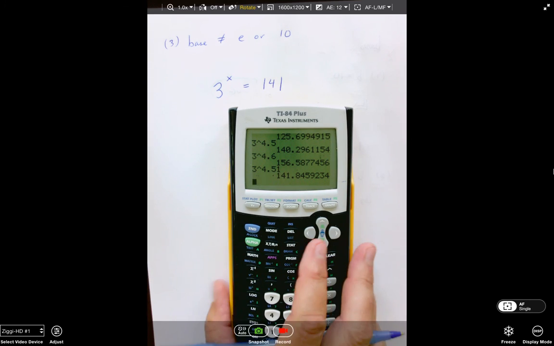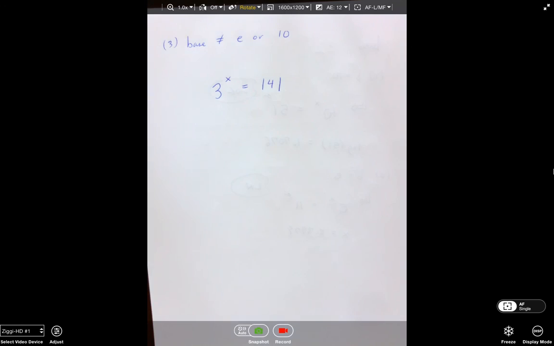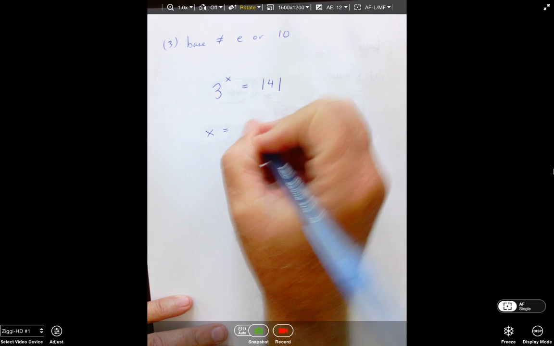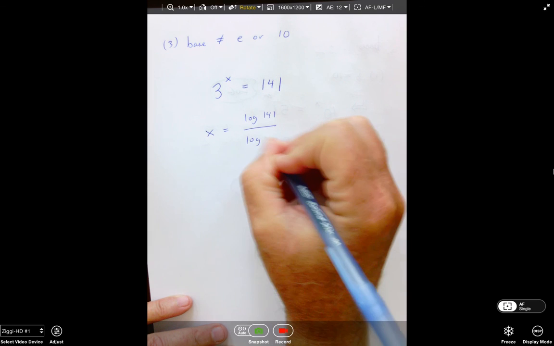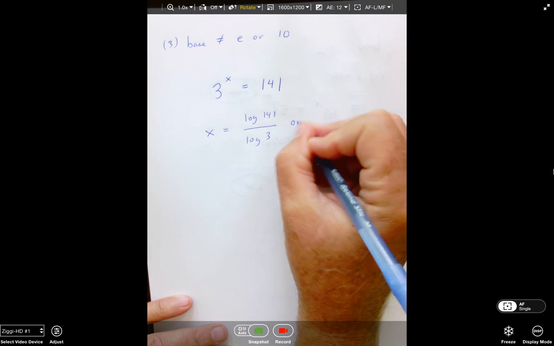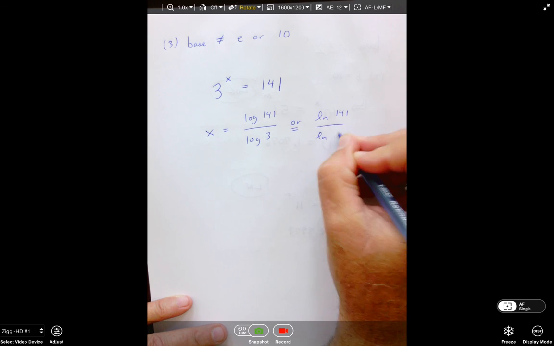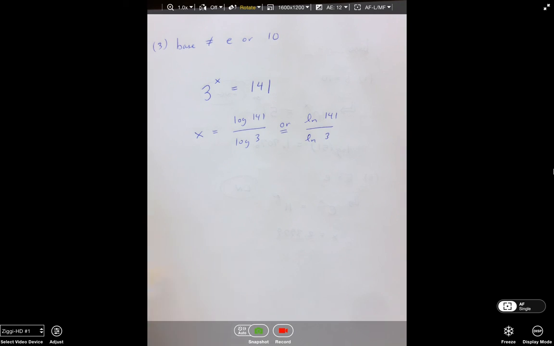Guys, we can get it precise. We don't need to do all that trial and error stuff. The way we do that is with the change of base theorem. The change of base theorem simply says that x can be found by taking either the log of 141 over the log of 3, or the natural log of 141 over the natural log of 3. Either one of those. So let's try them both out.